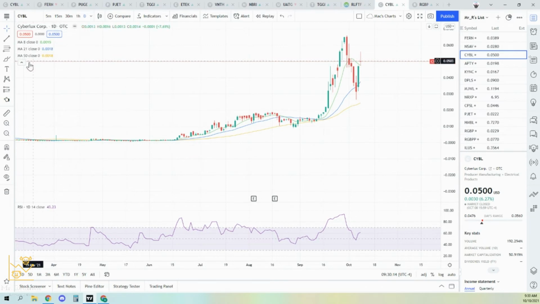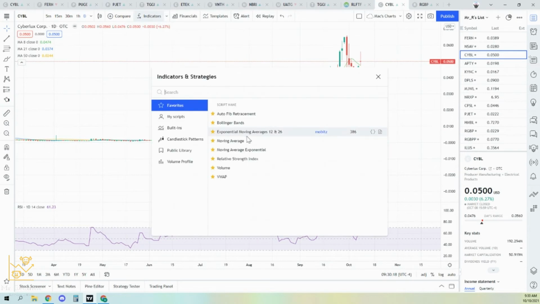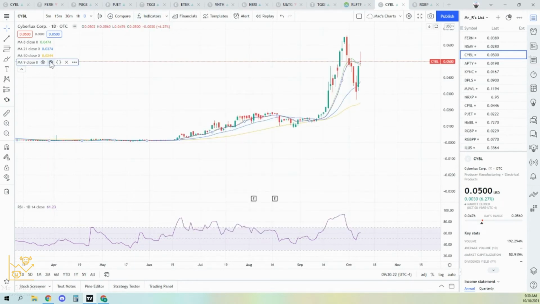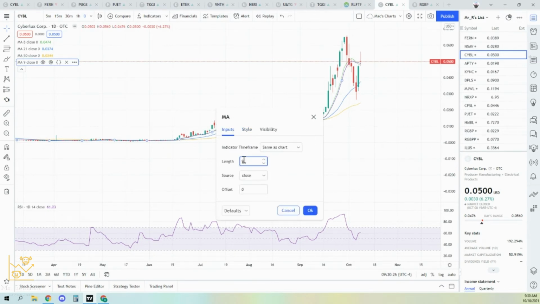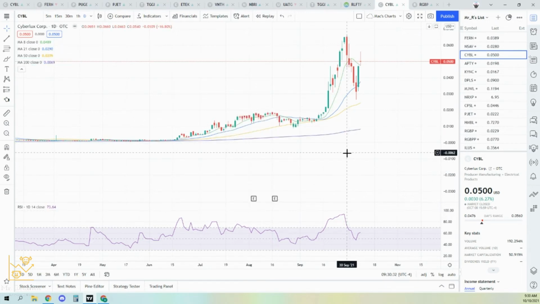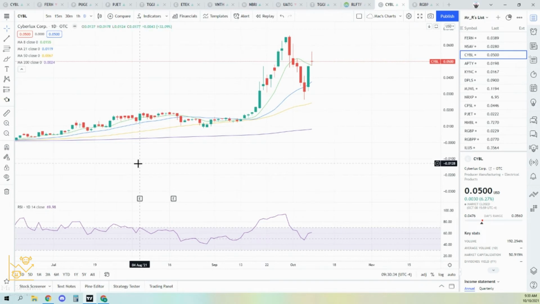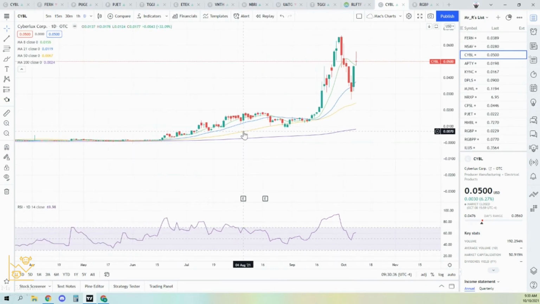All right, and then our next one, we'll go to indicators, we'll go to moving average, and we'll change this. I like purple for that one. I think I just kept them basic so I know exactly what they are, and 200. So our 200-day moving average is obviously over 200 days. So our long-term indicators are 50 and 200.